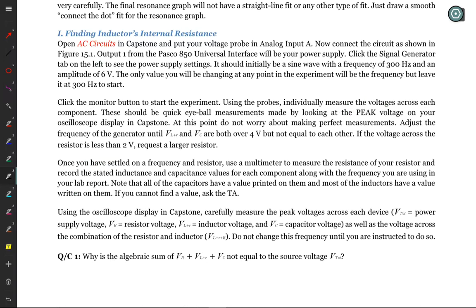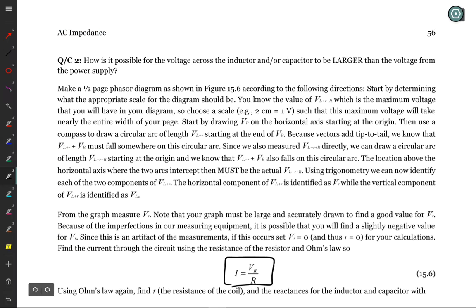Why is the algebraic sum of the three voltages, resistor, inductor, and capacitor, not equal to the total voltage? Remember this here, the L plus R is measuring across the inductor. It's got a resistive and an inductive part, so that's why I have marked it that way. You need to answer that showing that you understand what we've been talking about. Then how is it possible for the voltage across the inductor and the capacitor to be larger? We just talked about that.